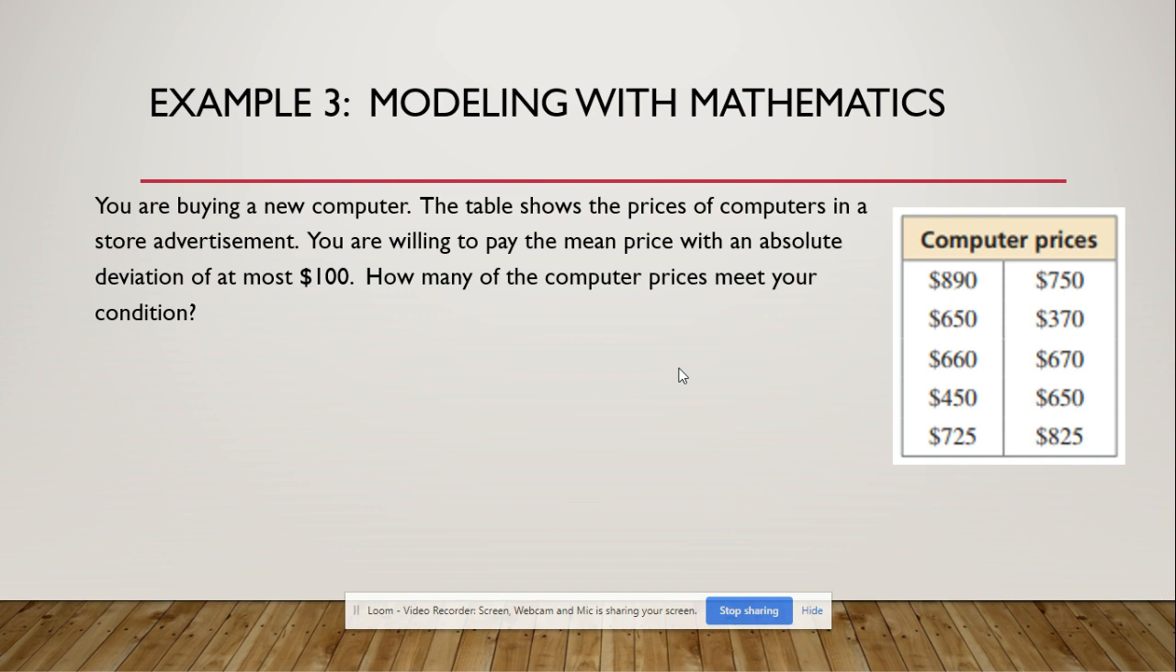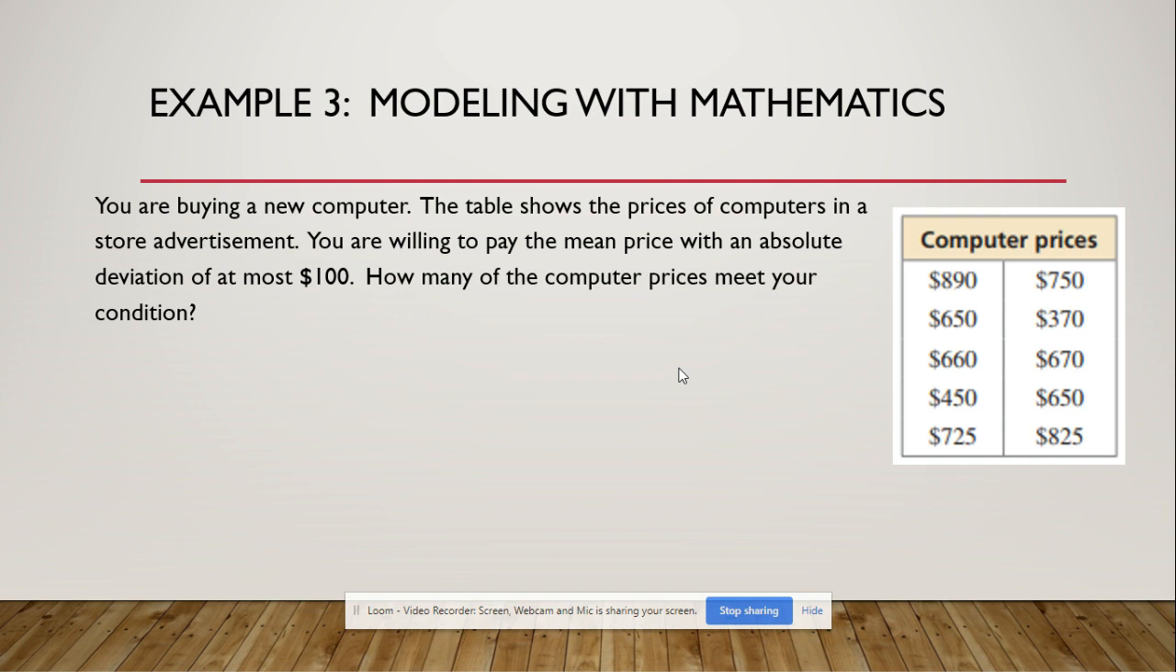So you've looked at all these different computers. Here are the prices there. You're not looking for top market computer, but you also don't want a junker. You don't want something you're going to have to throw away next year. So you'd like something that's about average, and you're willing to spend with a deviation of $100. That means you're willing to go $100 below the average and $100 above the average.